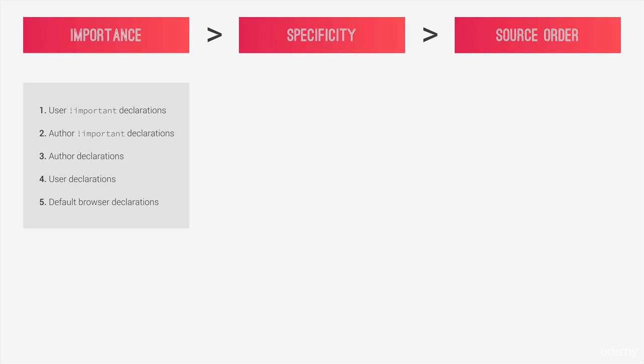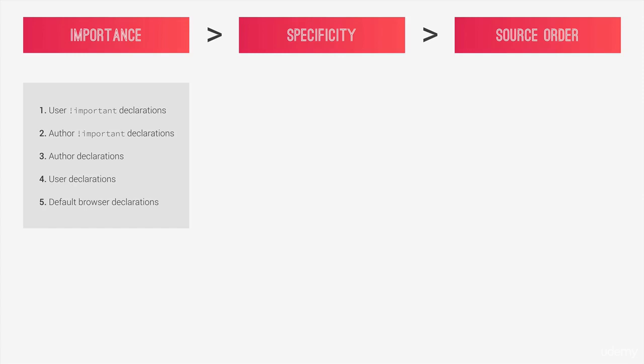You already know the important keyword in CSS, right? If not, I'm going to show you an example in a second. Next, the second most important declarations are the author declarations marked with important. Third, the normal author declarations, then the normal user declarations, and finally, the least important ones are the default browser declarations, which actually makes a lot of sense, so that we can easily override these declarations coming by default from the browser.